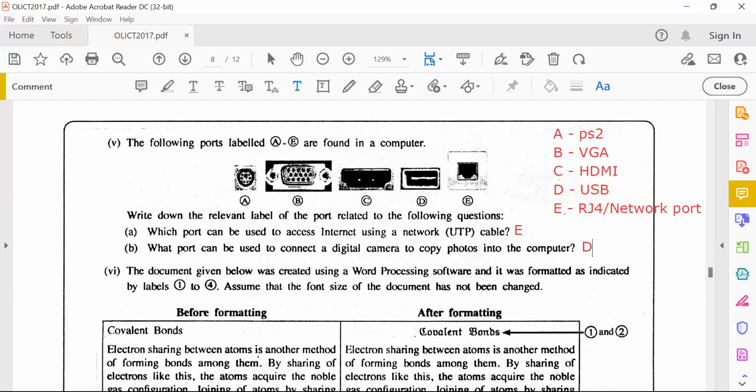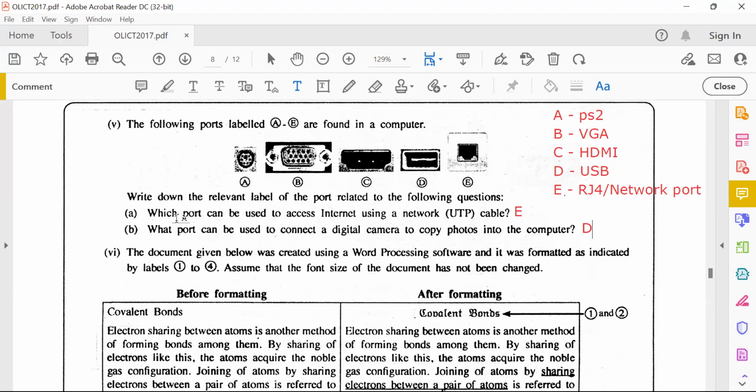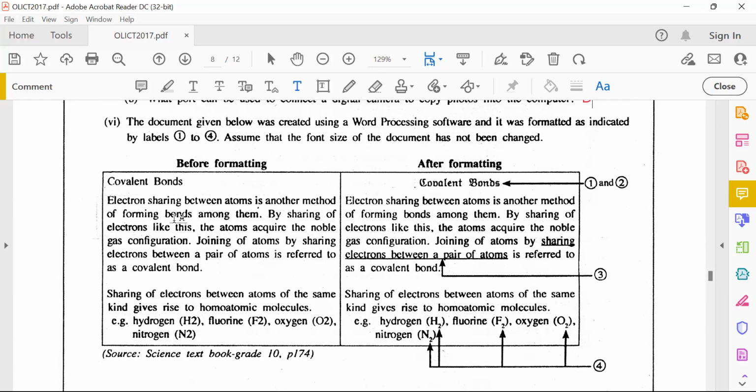Okay, so that was the easy one. In the exam, if you have done it correctly, you will get 1 mark each for these questions, right? Total 2 marks. Okay, we'll move to the sixth one.